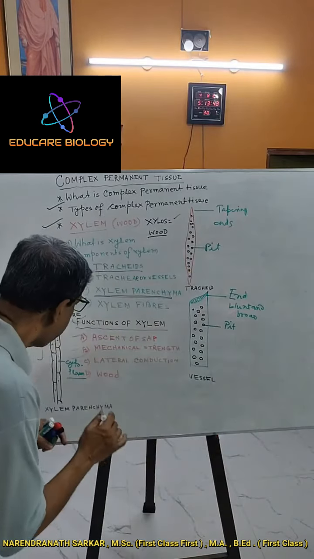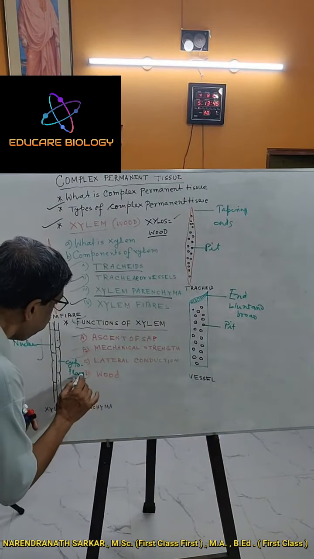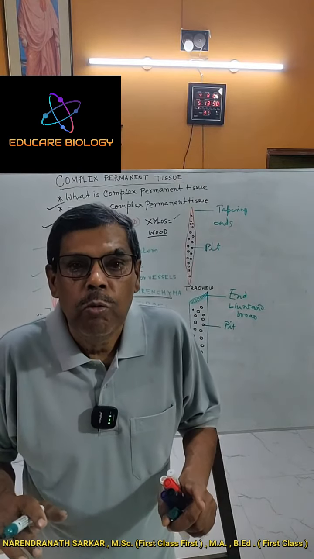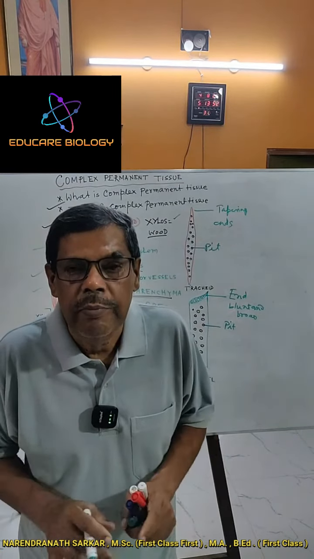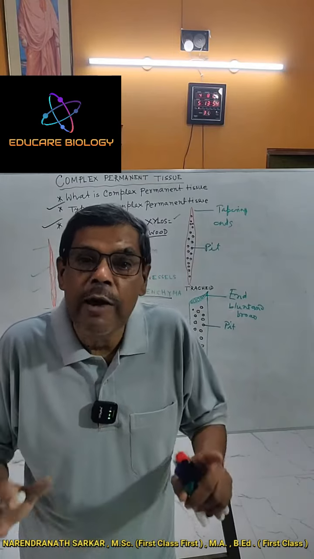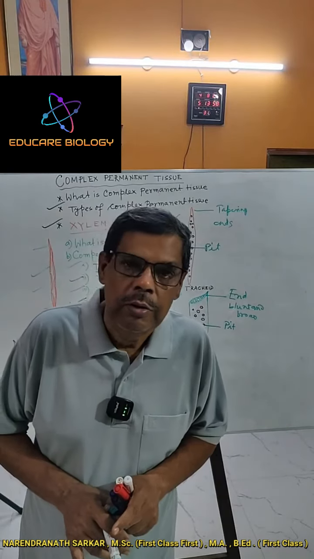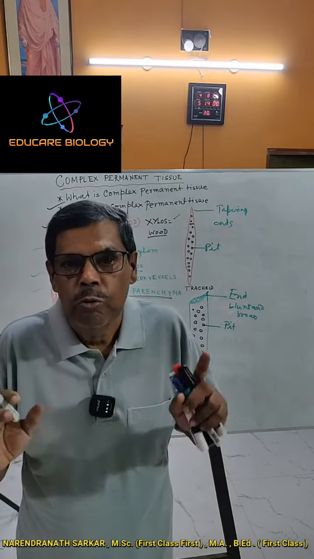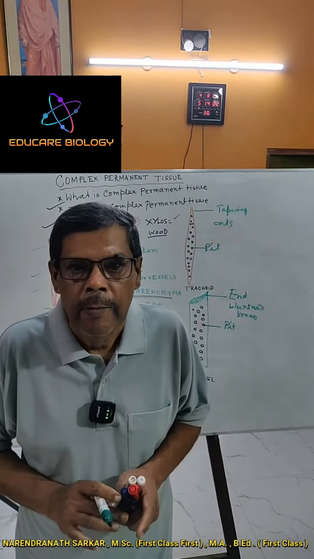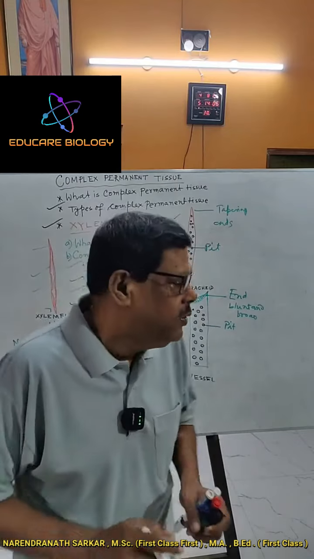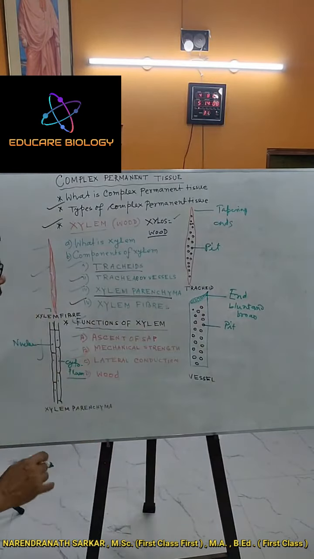Next, wood. Wood is made of xylem only. So, to make the wood, xylem takes an important role. These are the four functions of xylem.